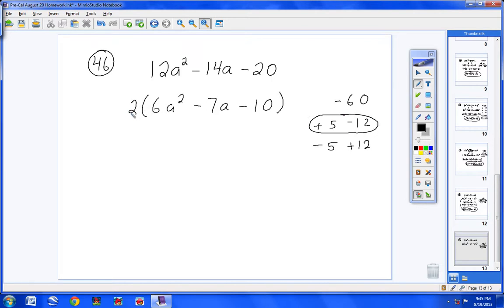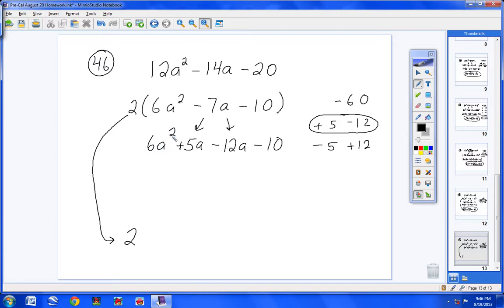Now again, I'm going to take this 2 and bring it all the way down here in my final answer, and now I don't have to worry about it. Okay, where this negative 7a is, I'm going to rewrite that with a positive 5a and a negative 12a. Then I'm going to bring down my negative 10. Over here, I'm going to bring down my 6a squared. Now there's no number that goes into 6 and 5 evenly. However, I can pull an a out of both of those. So if I pull an a out, I'm left with a times 6a, 6a squared, plus 5a times 5 is 5a.